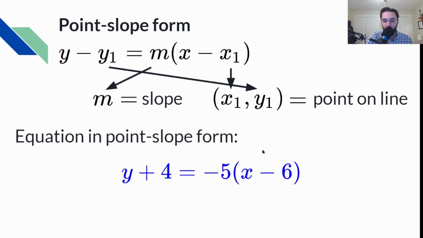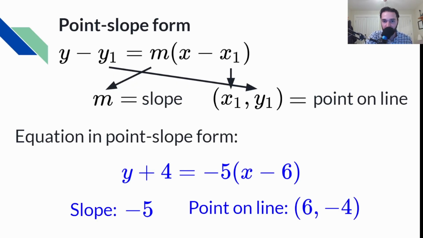All right, with this blue equation, this is also in point-slope form, but we have to be careful. All right, it's easy to make a sign error. All right, the slope is -5. All right, but the coordinates of a point on the line are going to be (6, -4).